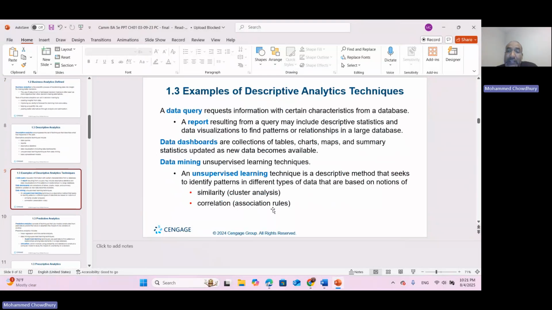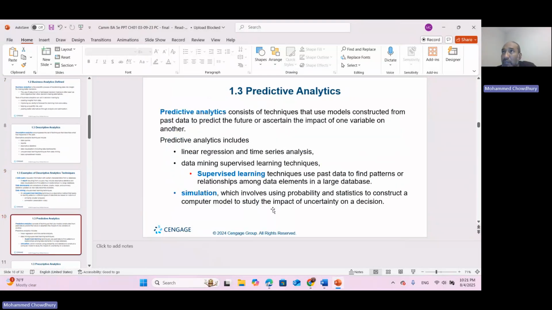Now, predictive analytics. Predictive analytics means you are making predictions of your outcome variable. Outcome variable is known as the dependent variable. So predictive analytics consists of techniques that use models constructed from past data to predict the future, to ascertain the impact of one variable on another. So here one is the independent variable and another one is a dependent variable. So you are seeing the pattern or the predicted values for the dependent variable corresponding to an independent variable.